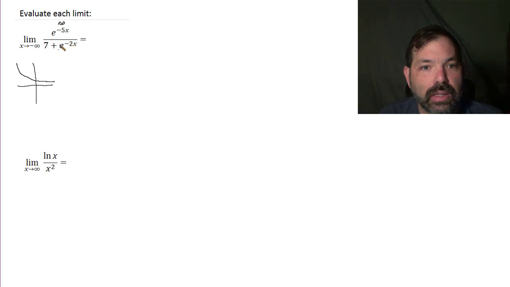And similarly, e to the negative 2x is going to have a similar graph. It's again going to be a decreasing exponential function. So as x approaches negative infinity, e to the negative 2x goes to positive infinity. The 7 is inconsequential in that situation. And so we have an infinity over infinity indeterminate form. All right, applying L'Hopital's rule.